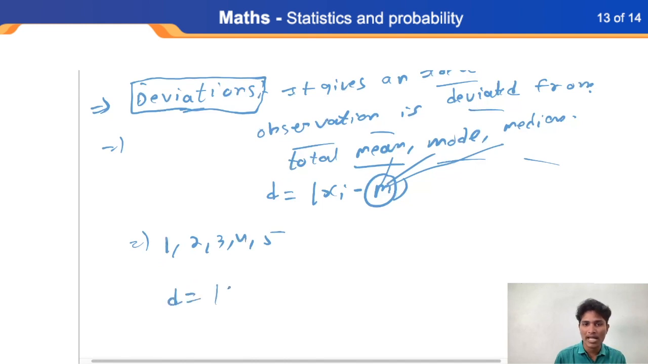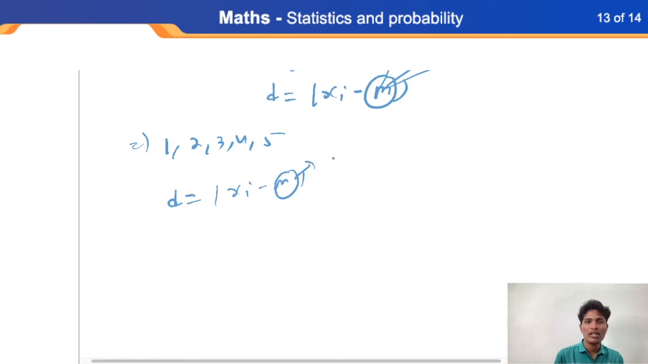The deviation formula is mod of xi minus m. If m is the mean, I already calculated the mean for these observations. How much did I get? I got 3. Sorry, I got 3. So in order to find the deviation, I have to subtract this 3 from everything.